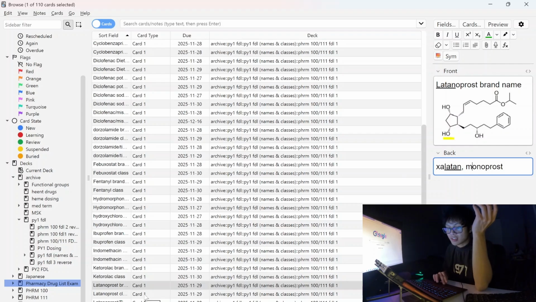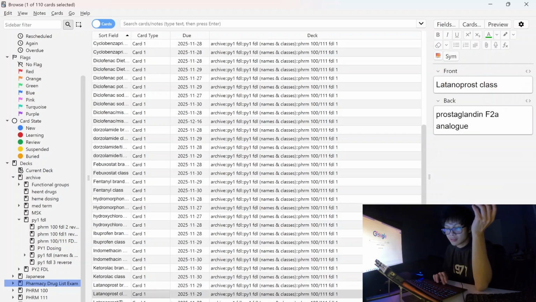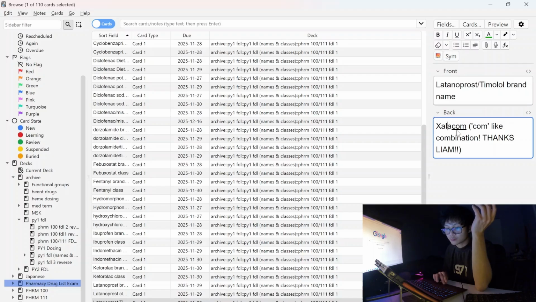So I saw a similar pattern here where com would be underlined to indicate combination, so that the next time I look at the flashcard, I'll remember that the combination product name for latanoprost and timolol specifically is Xalacom.